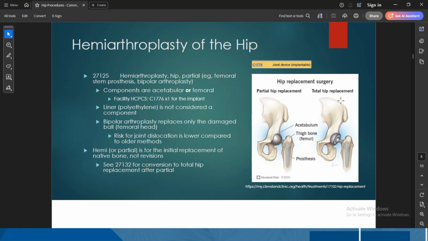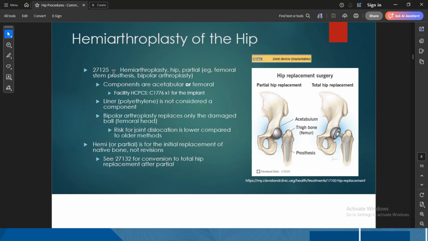In total hip replacement, the physician will replace both the femoral head as well as the acetabulum. So basically this is the cup of the acetabulum. Here you need to remember that arthroplasty includes replacement of both the femoral component as well as the acetabular component. In the partial hip replacement, the physician may replace any one component, either acetabular or femoral. If the physician replaces both components, acetabular and femoral, you will call it total hip replacement.